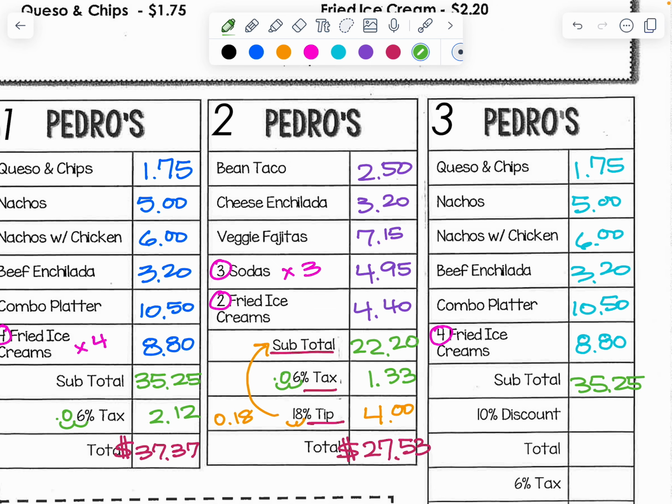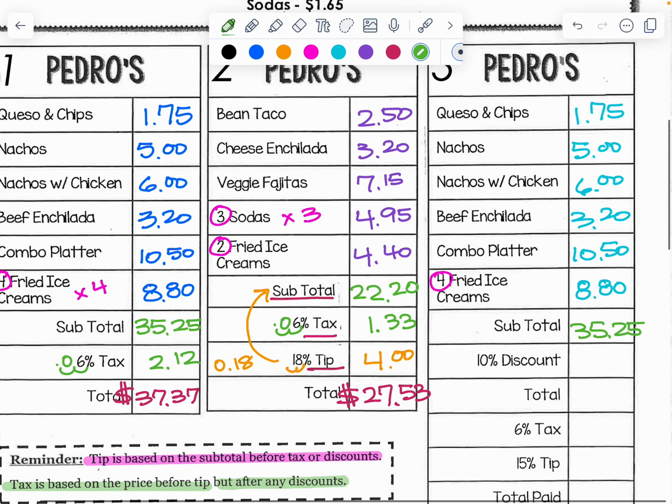Now, look at this. We have a discount. Hip, hip, hooray. Discounts are 10% off of this amount right here. So we're going to change this to a decimal. All right. Bloop, bloop. So that's 0.10. Multiply that by the subtotal. Now, a discount, watch out. Discount means it's going to be less money. So I'm actually going to subtract the amount. You should have gotten $3.53.